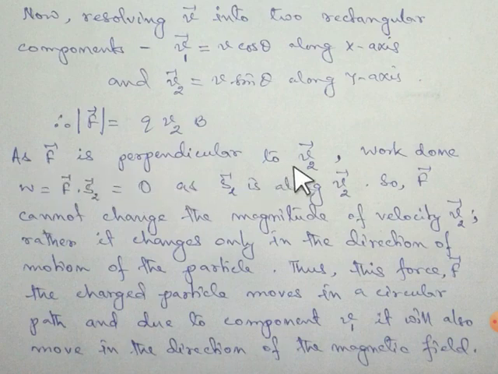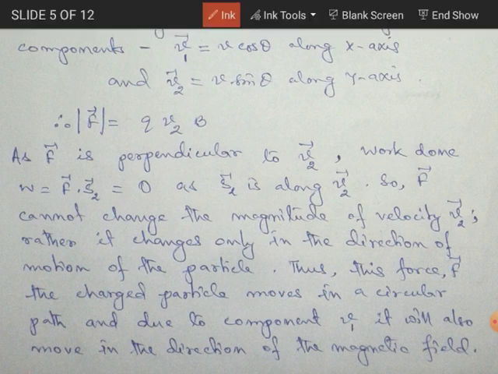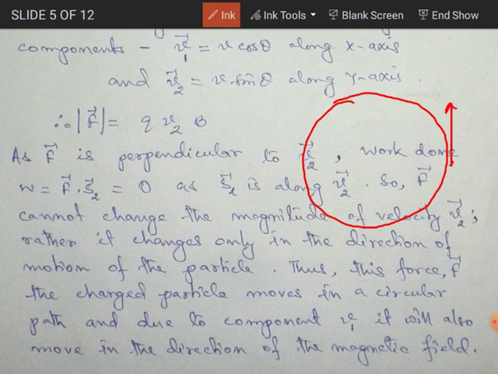Yes, as F is perpendicular to V2. Got it? In the previous diagram I showed you a circular path like this. Now let me show you: the charged particle will move in a circular path like this. So the component along the x-axis is V cos theta, and the component V2 is V sine theta, right? Suppose the velocity component V2 is somewhere here at this point, and the magnetic field is directed inside.